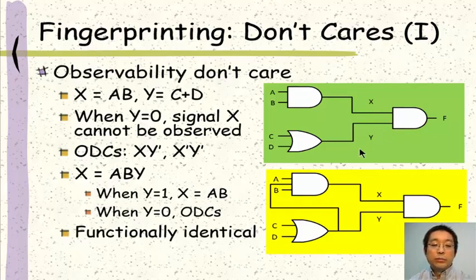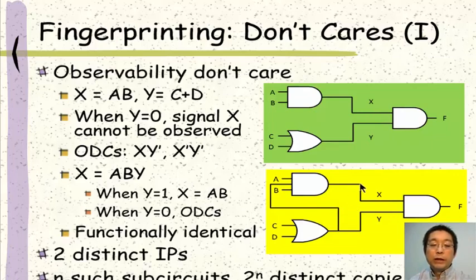And so we can do place and route based on this circuit with this additional connection. And then we decide whether we want to keep this connection or not to embed 1 bit of fingerprint. And when we can find n such structures in the circuit, we will be able to create 2 to the power n distinct copies of the same IP, good to embed any n-bit fingerprint.